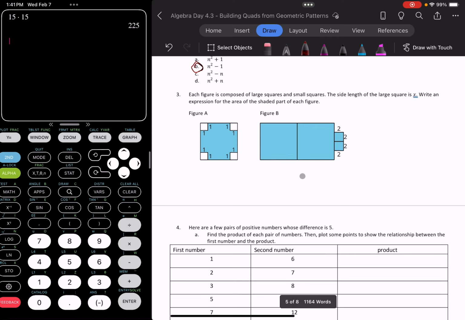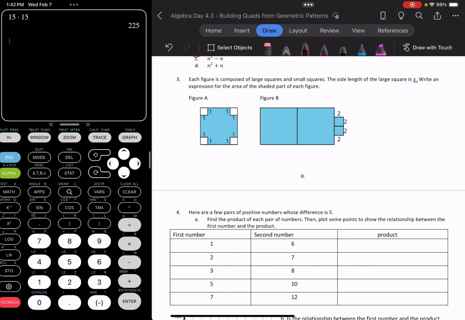All right, number 3 says each figure is composed of large squares and small squares. The side length of the large square is x. So this whole length here is x. Write an expression for the area of the shaded part of each figure. So for this one, the area would be x squared minus 1, 2, 3, 4.